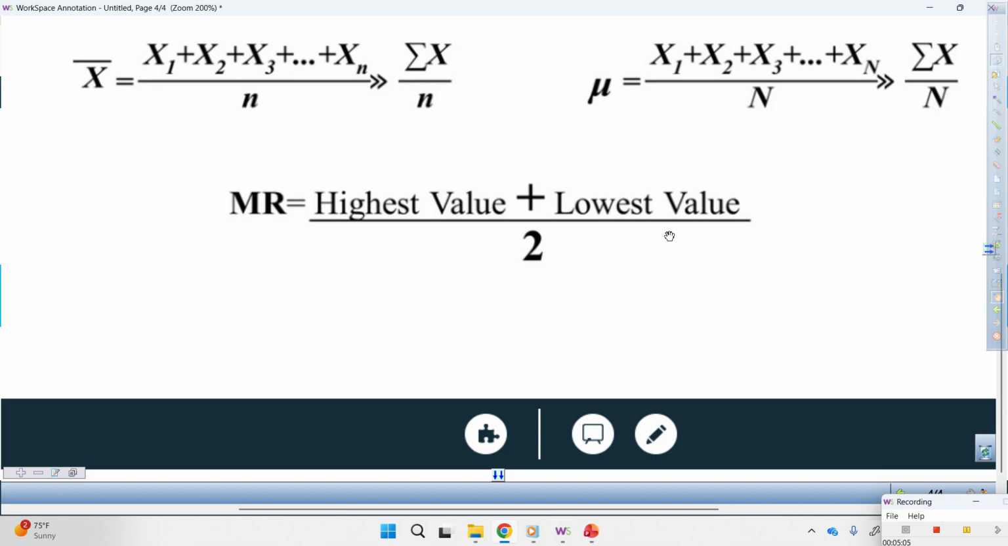Where else have we used that also? We've used that in the median. We use both numbers, lowest and highest, and divide by 2. Now known as the mid-range. What is it known as? Mid-range. All right, make sure you got it because we're going to be using that right now.